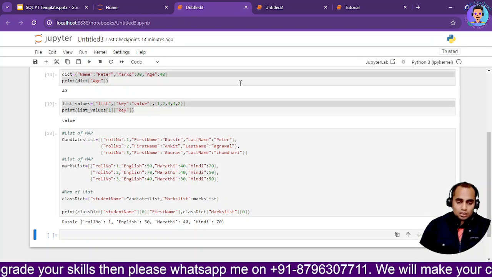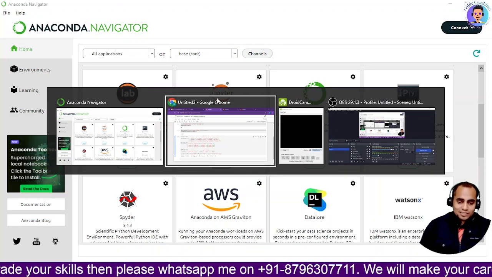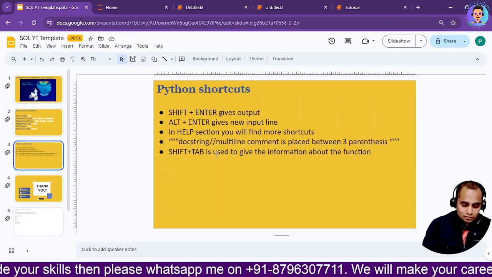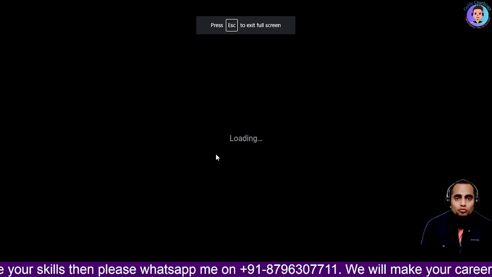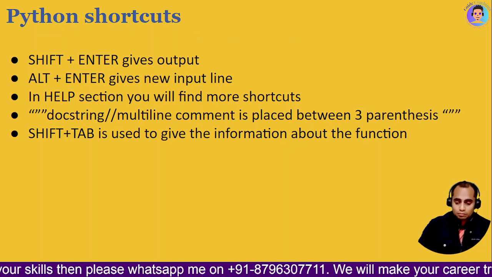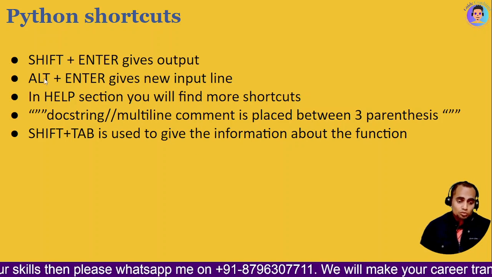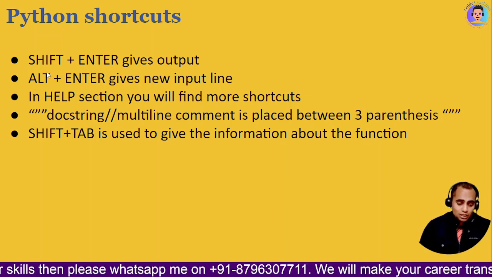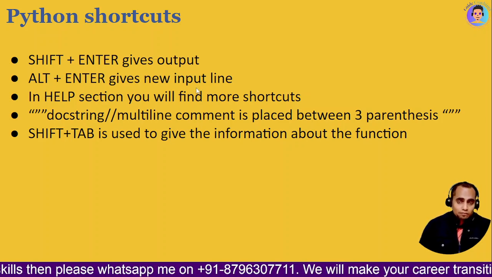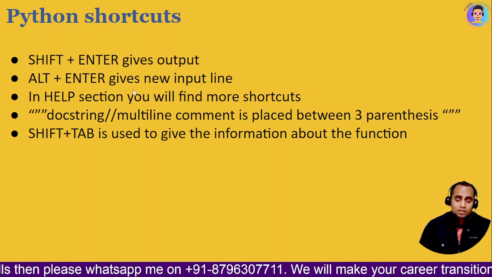Okay, I think I have covered this much. Now there's a bonus tip for you guys. We have shortcuts over here as well. Whenever you are using your Anaconda Jupyter notebook, there are multiple shortcuts available. If you want to execute your code, you press shift plus enter, then you will get the output. If you want to go to a new line, you can press alt and then enter, and it will give you the details.